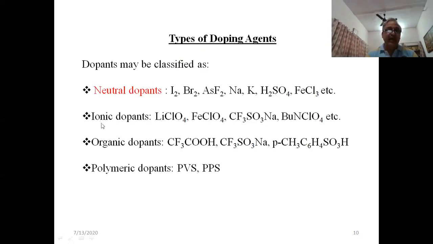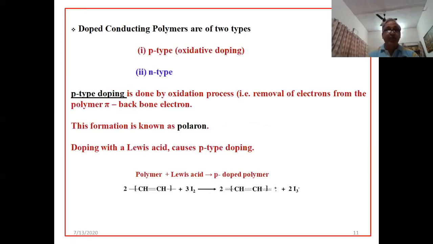And some are ionic dopants: lithium perchlorate, iron perchlorate, sodium trifluoromethane sulfonate. And the organic dopants are trifluoroacetic acid, sodium trifluoromethane sulfonate, and p-toluene sulfonic acid, and there are polymeric dopants known as PPV and PPS. PPV means polyphenylene vinylene, and PPS is polyphenylene sulfide. Doped conducting polymers are of two types. P type means oxidative doping, and N type is reduction doping.